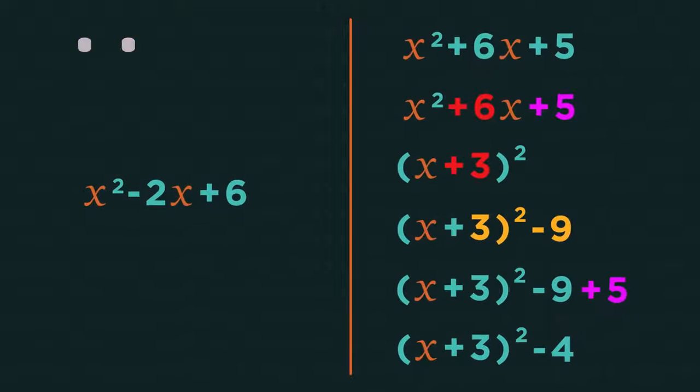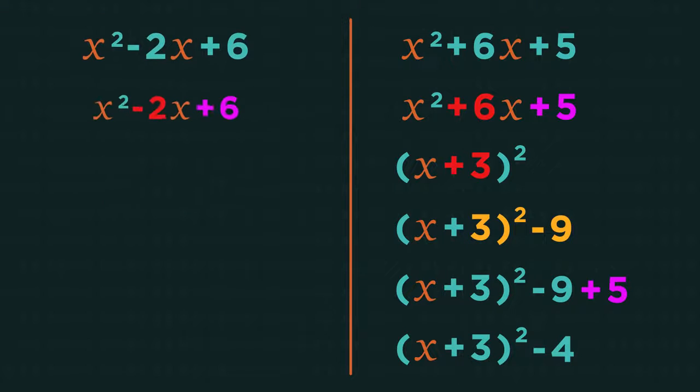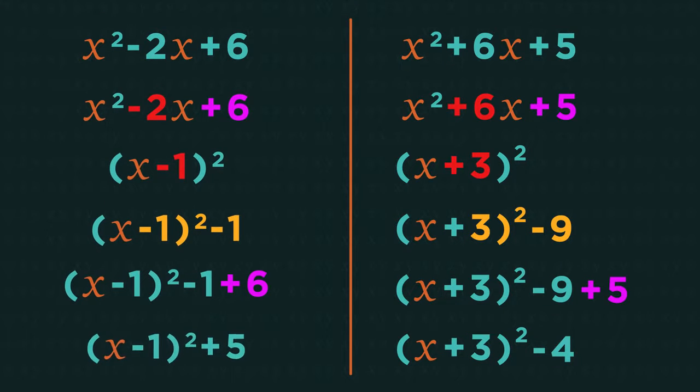I'm going to get you to do a question first before I explain why we need to subtract that number. So subtract 9 from the example before. Give this question a go yourself. Pause the video, work out the answer and click play when you're ready. Did you get it right? x minus 1 squared plus 5. So that is how we complete the square.